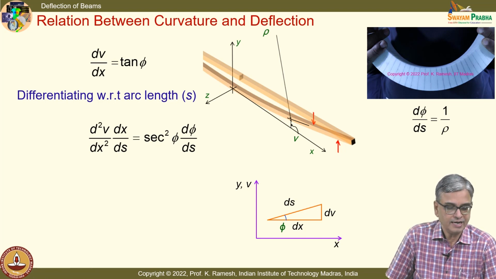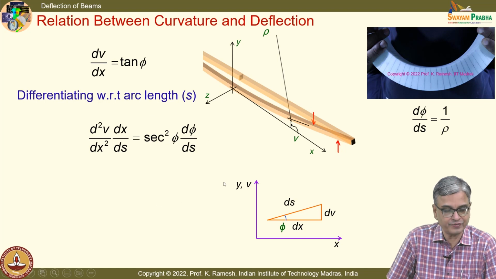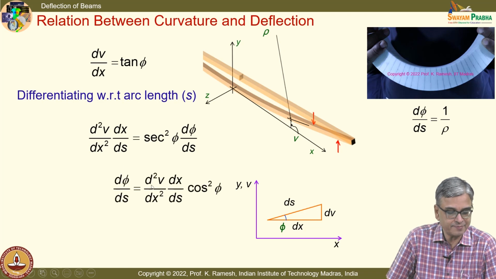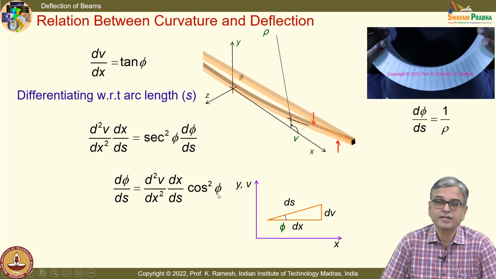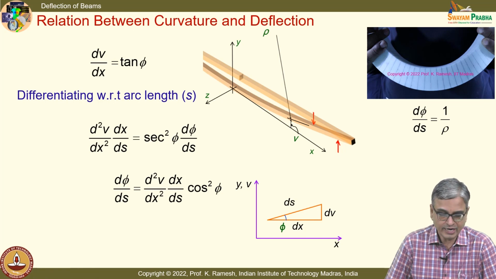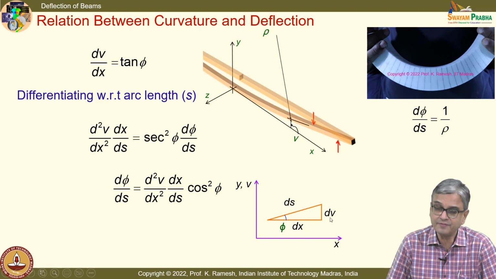And let me do the rearrangement of this expression. Our interest is to get d phi by ds. So, d phi by ds can be written as d squared v by dx squared dx by ds cos squared phi. Can you replace cos squared phi from the expression? When you look at ds, dx, dv, I can also find out cos phi. Cos phi is dx by ds. I am going to use this for me to replace.